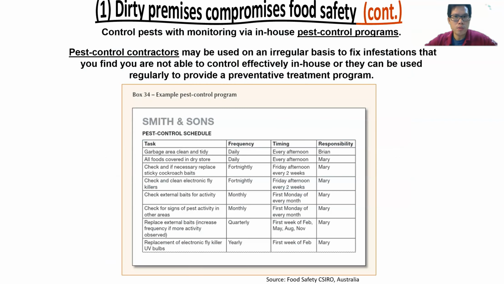So it's very important over here, right? You can see that for pest control, it's best that you have a program. This is what I mean by a program: what is the task, how frequent, the timing, and who is the one responsible. Very important. You can see this in the toilet as well, very common in the toilets. You can see from there who does what, and so forth.